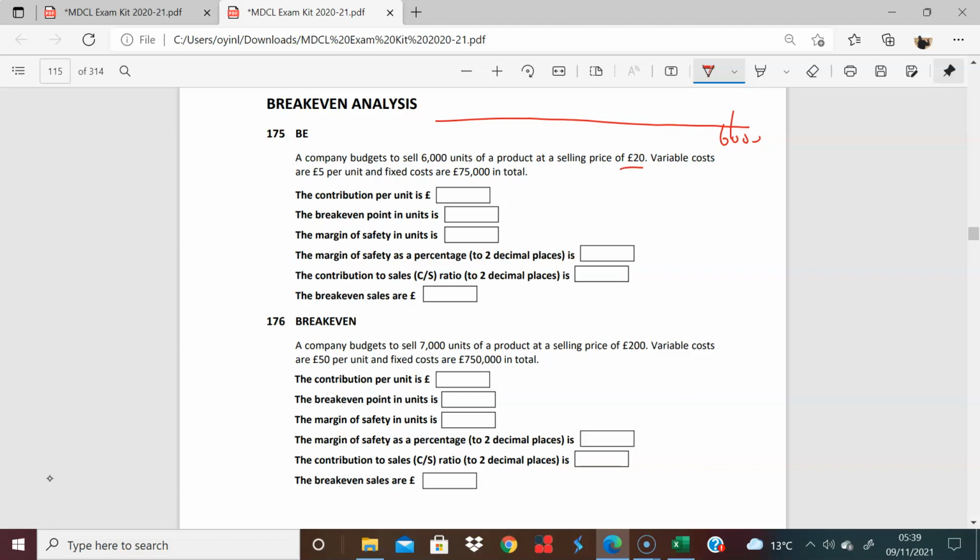So fixed costs are currently 75,000, and the variable costs are 5. So let's just start here. Contribution, of course, is the selling price of 20 minus the variable cost, which is 5. So this is 15. Brilliant.